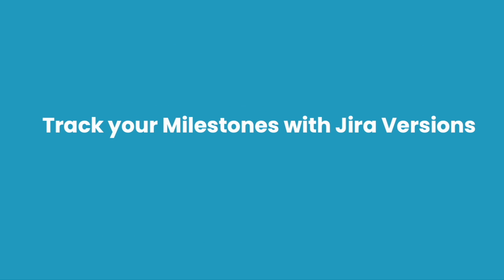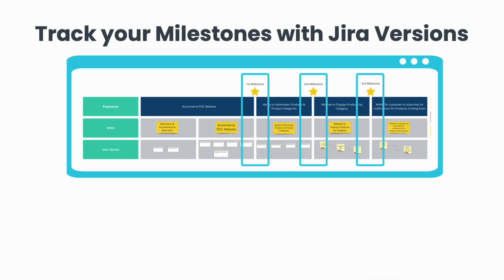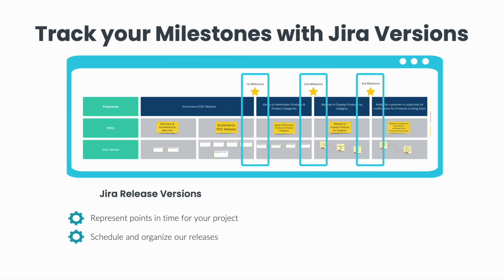Track your milestones with Jira Versions. The only thing missing is the ability to see our milestones that we outlined in Miro. To do that, we will be using the Jira Version functionality. Jira Versions are points in time for a project. They help us schedule and organize our releases.